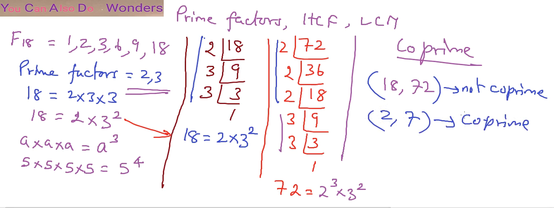But to be coprime numbers, individually they need not be prime. So for example, even 4 and 7. Here 4 is not prime, but 7 is prime. But they don't have any common prime factor. Therefore, this is a coprime pair.